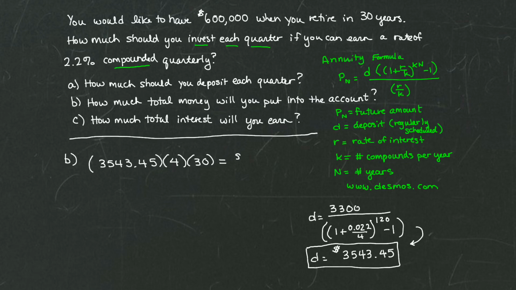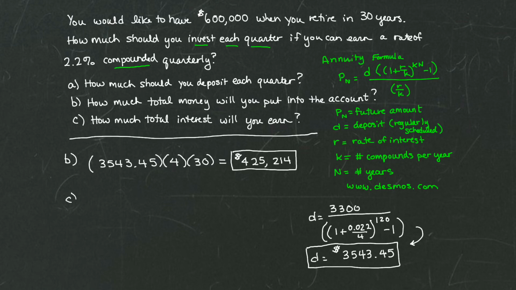That tells me that we've invested $425,214. That's how much we invested into our account. And we're now ready to do Part C.